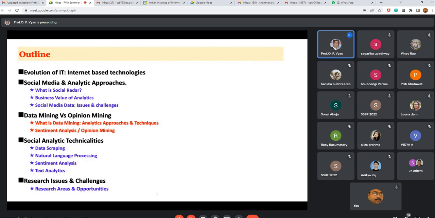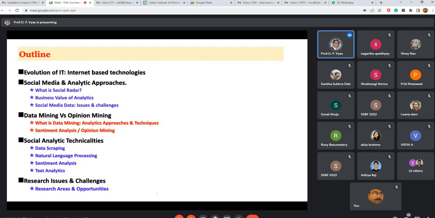For example, data scraping is one important step in social analytics, social media analytics. Similarly, NLP or natural language processing, the third one is sentiment analysis, and the fourth one is text analytics.